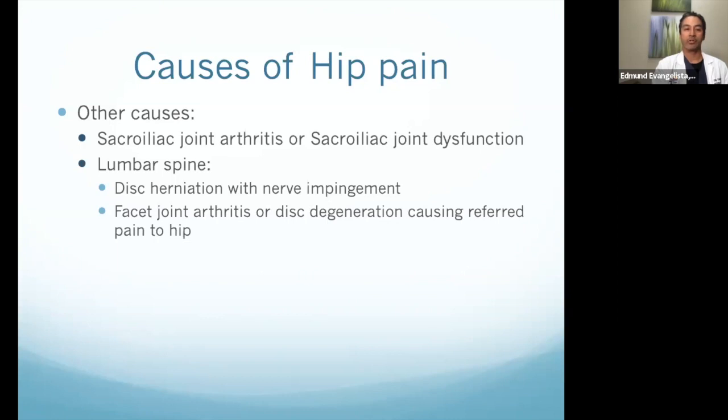And then you can have issues in the lumbar spine, the lower back, that can cause pain into the hip area, such as a disc herniation pinching on a nerve can cause pain in the front, back, or side of the hip. If you have arthritis in any of the joints of the back, facet arthritis, or disc degeneration, it can cause referred pain into the hip area.